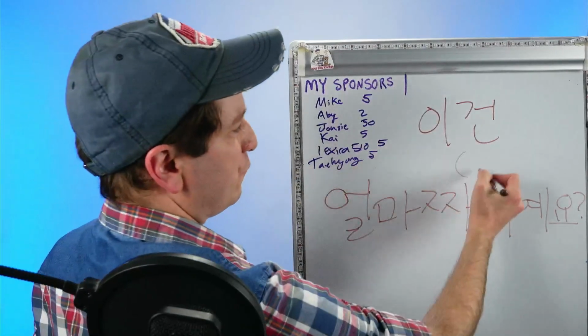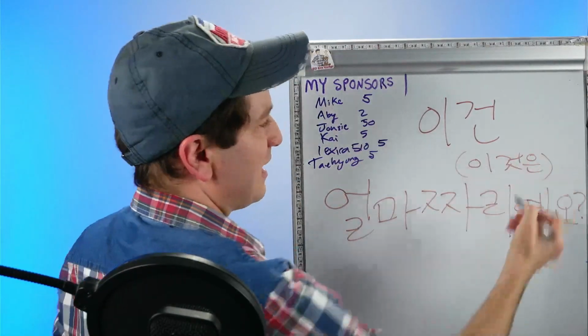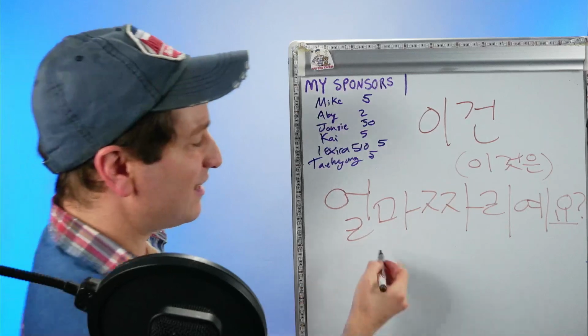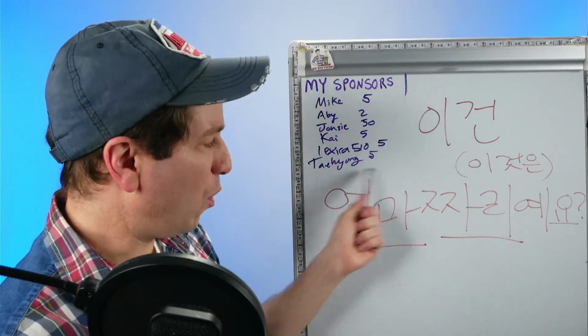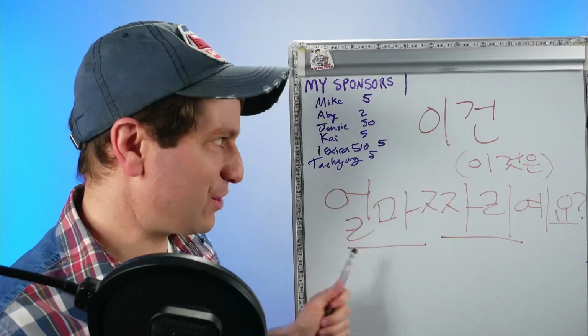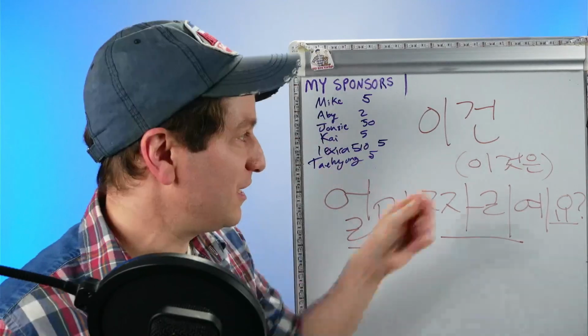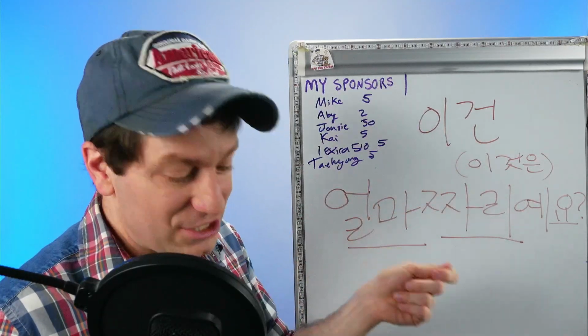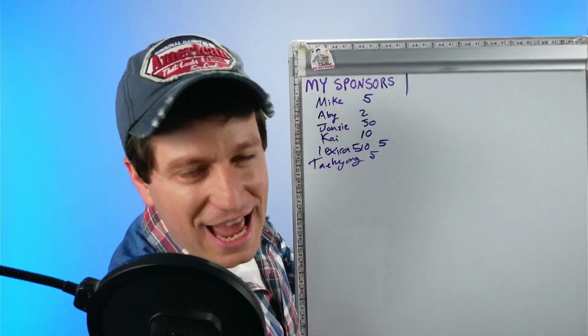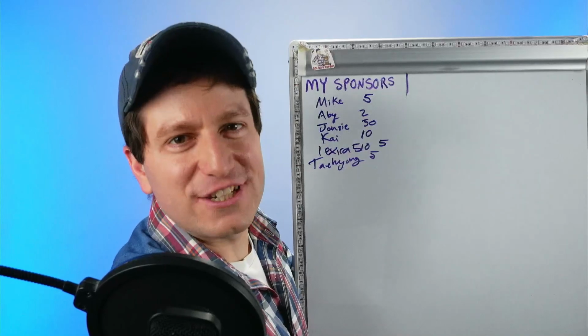이건, which is just short for 이것은. So this thing, this, 얼마짜리예요? So 얼마 is how much. So how much is this worth? 이건 얼마짜리예요? How much is this worth? So that is our lesson for today. That is everything you need to know about 짜리.